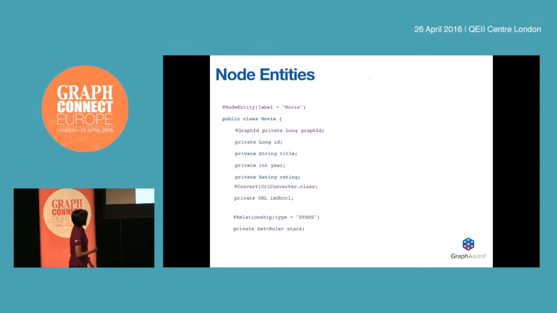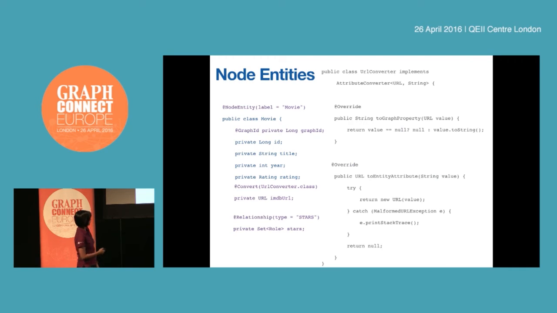And finally, we have movie. The interesting thing in movie is here, the URL. Now, we don't have a default converter for a URL. So if you want to convert a URL to a string, then you would end up writing your own converter, which you specify like this, with the @convert annotation and the class that really represents that converter.